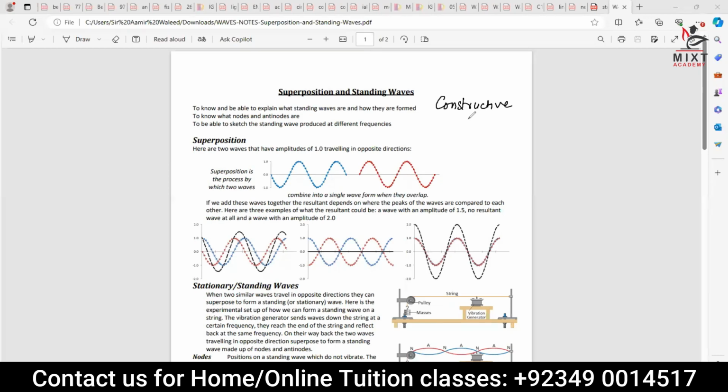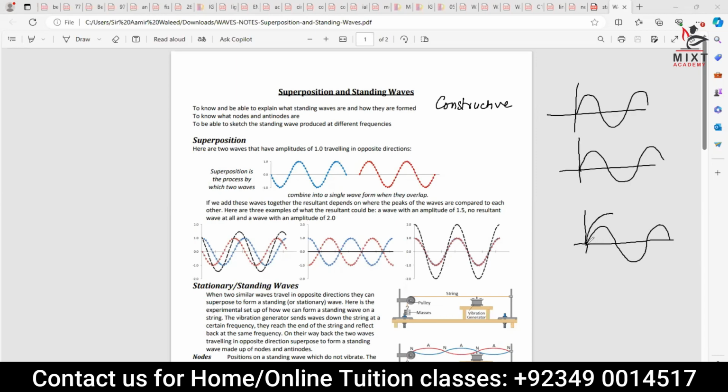It only enhances in a way that crest will superimpose on crest and trough will superimpose on trough. What I mean is, let's suppose there is a wave and there is another wave. If they are superimposing each other, it means that crest will fall on crest and trough will fall on trough. So the resultant will be like this. So technically speaking, the resultant effect will be enhanced rather than reduced.